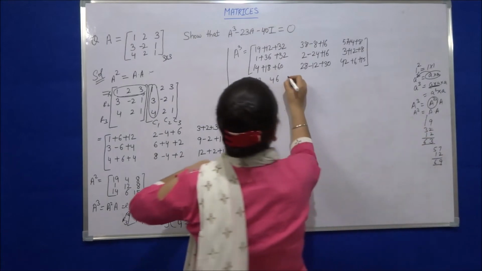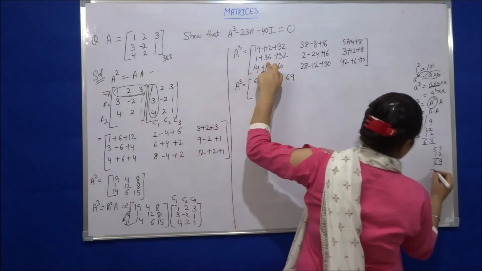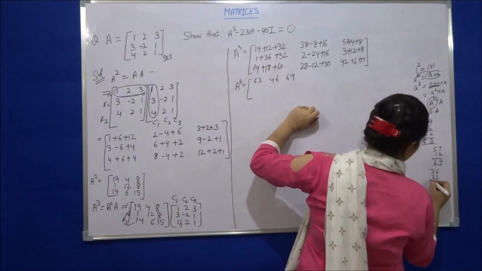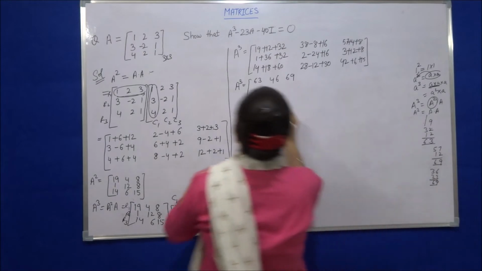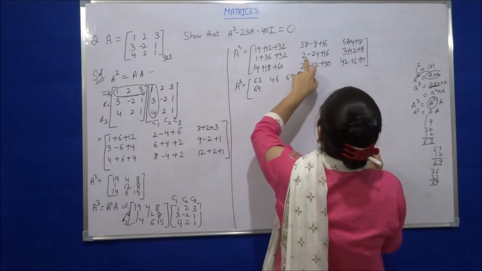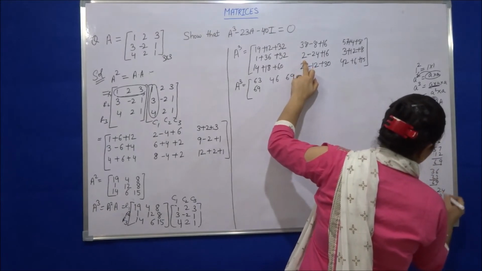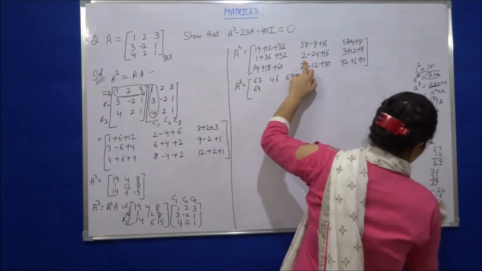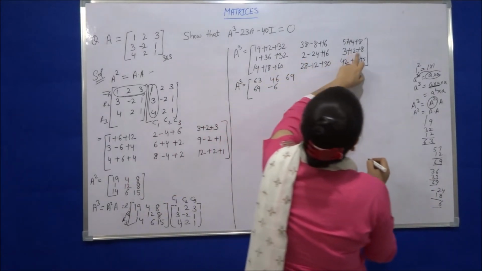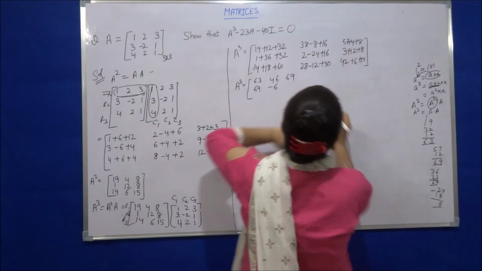69. Now 36 plus 32 plus 1, 33. 69. Now 16 plus 2, 18. 24 minus 18. Minus 6. 12 plus 8, 20. 20 plus 3, 23.